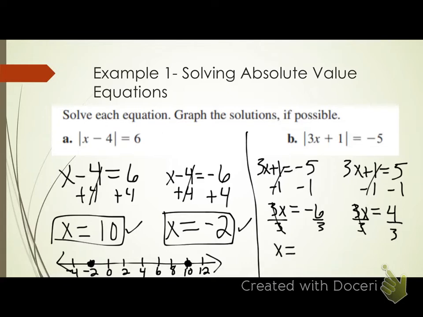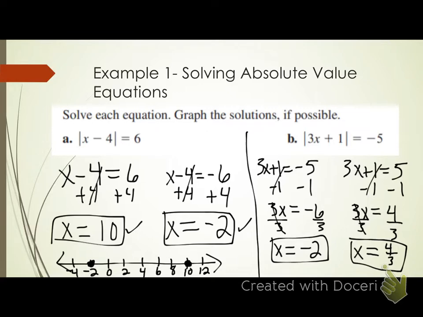On the left, x equals negative 6 divided by 3? Negative 2. On the right, can I simplify 4/3 at all? No, so I'm going to leave it like that. So there's what I'm saying my two solutions are. Let's plug them in and see what happens.